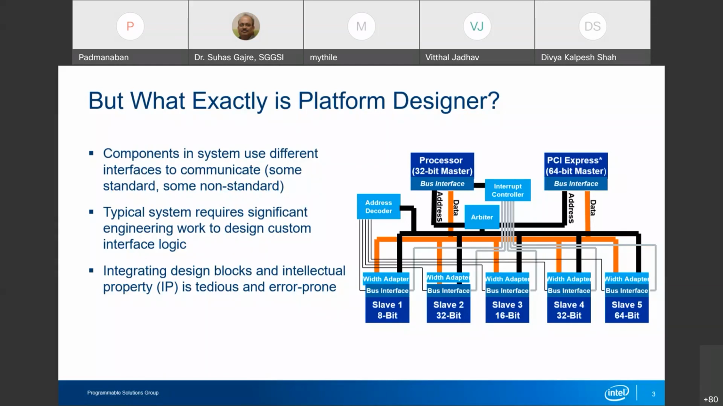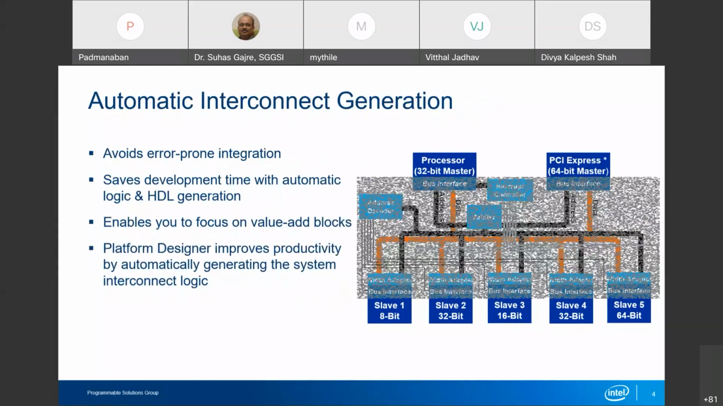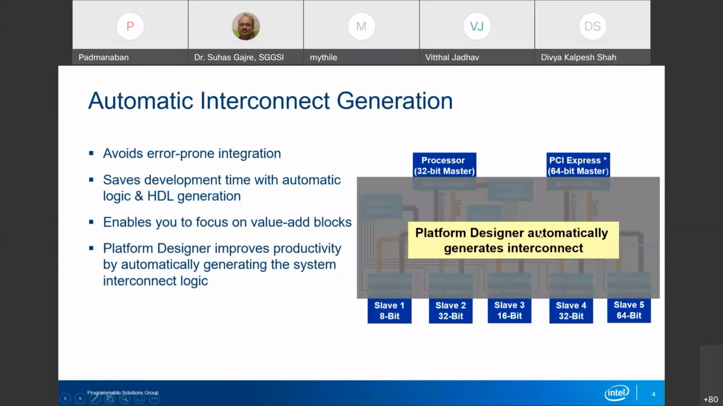How are we going to solve that? That could be solved by the Platform Designer. The Platform Designer automatically generates the interconnect and it avoids error-prone integration. It saves development time with automatic logic and HDL generation because it enables you to focus on value-add blocks, and the Platform Designer improves productivity by automatically generating the system interconnect logic. How could this be possible? Let us explore how Platform Designer helps here.